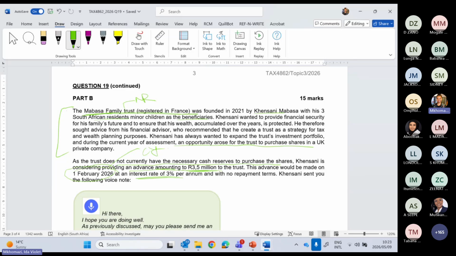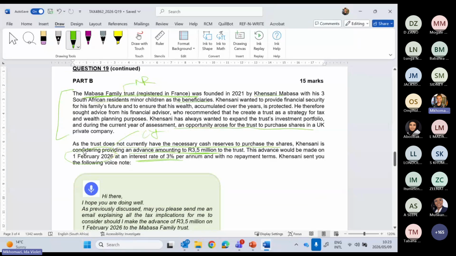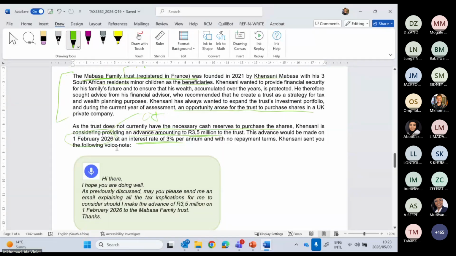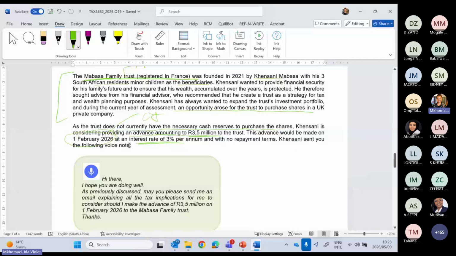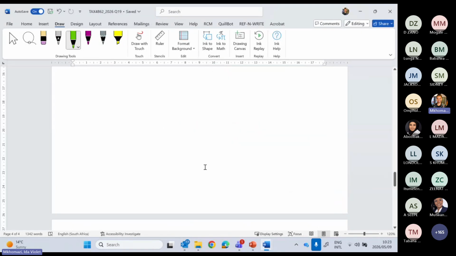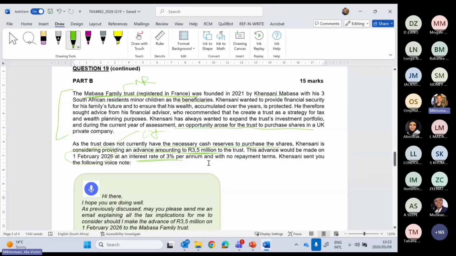So basically, short story is that we have Kensani, an individual, who provided a loan to the trust, which is a non-resident, right? He provided this loan on the 1st of February 2026, which is in the current year. And the question said, give us the tax implications. So as you read the required, it said to write an email to Kensani advising him of all the tax implications. So the importance of reading the required is that you are providing the tax implications for Kensani.